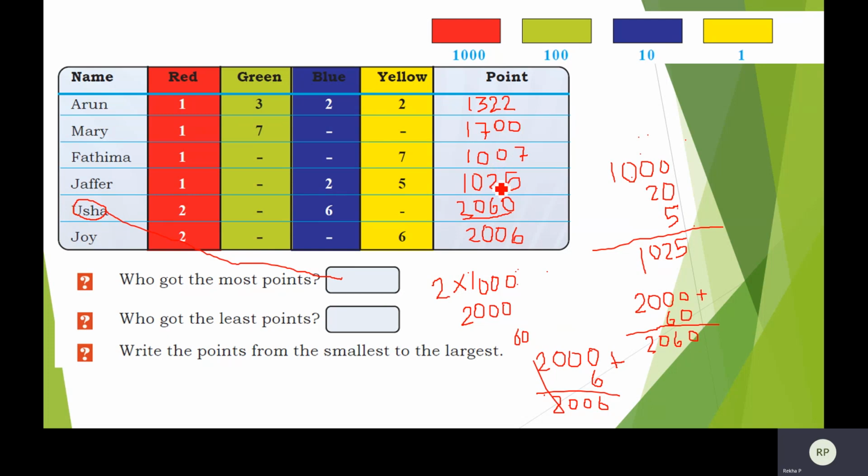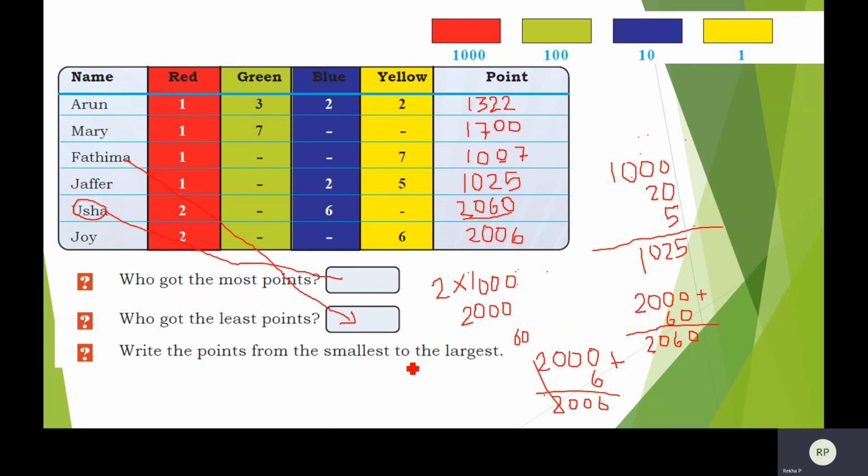It is the tens place, so this is 2. So among these two, this one. Okay, so this is the smallest one, 1000. So who got the least points? Fatima got the least points. For this, the answer is Fatima.